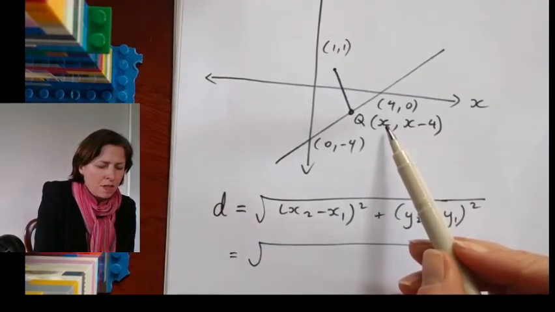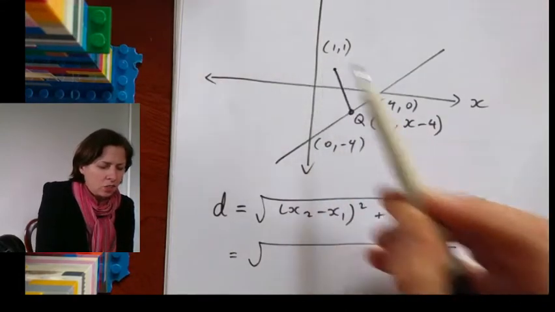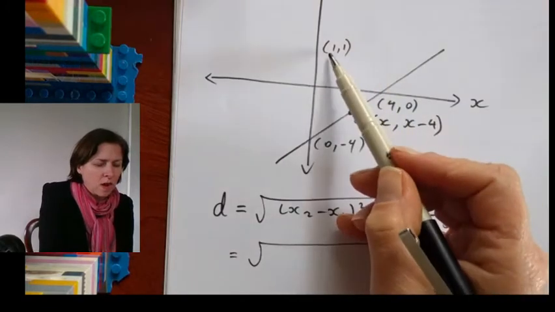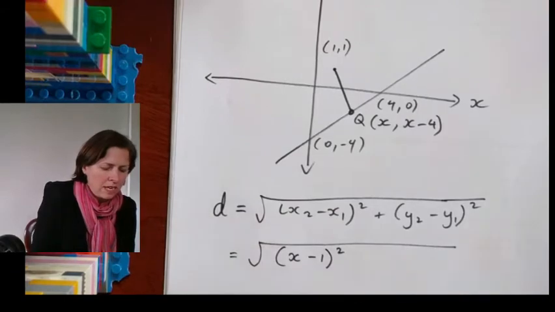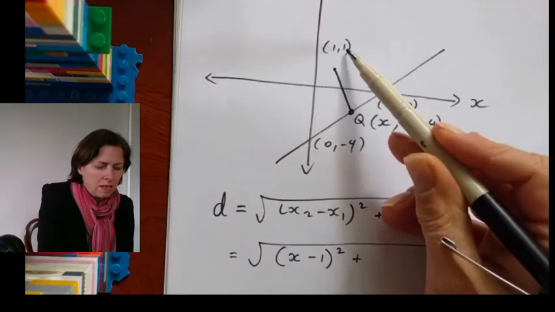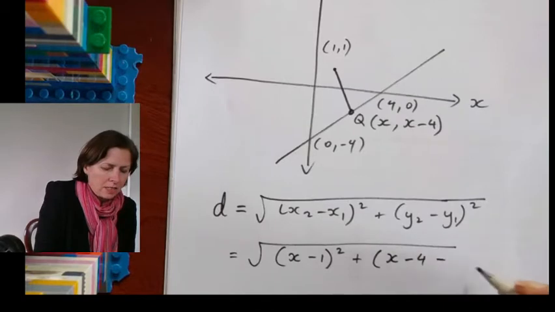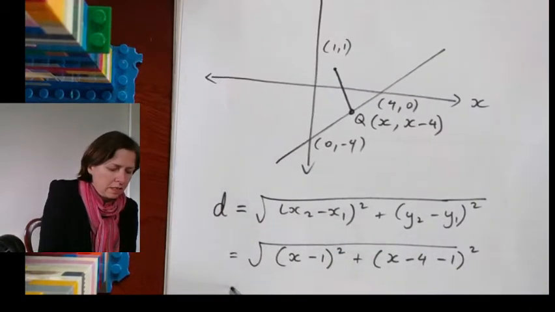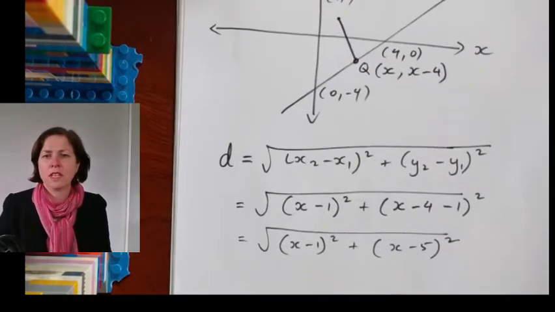I'm going from this point here to this point here. So this is x1 and this is x2. And I'll go the other way around. This is x1 and this is x2. So I've got (x minus 1) all squared plus (x minus 4 minus 1). This is y2 minus y1 all squared, which gives me this equation. Oops, sorry, you can't see that.